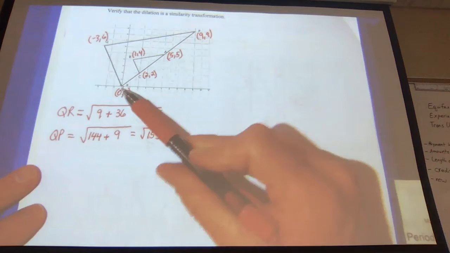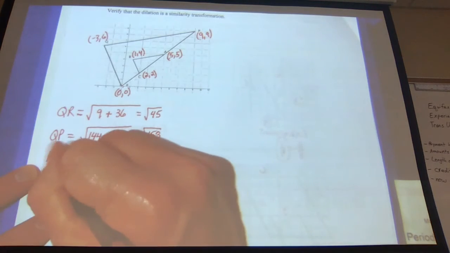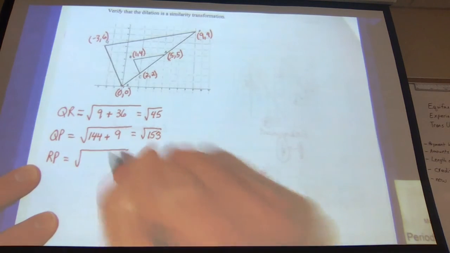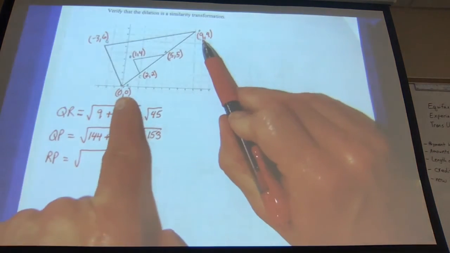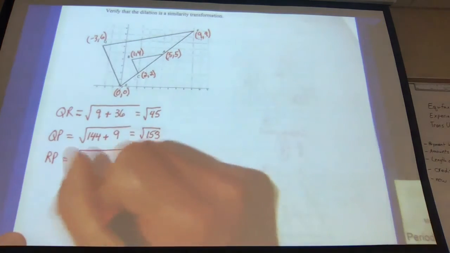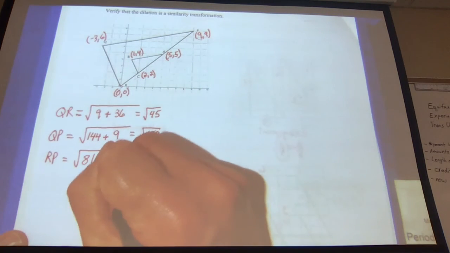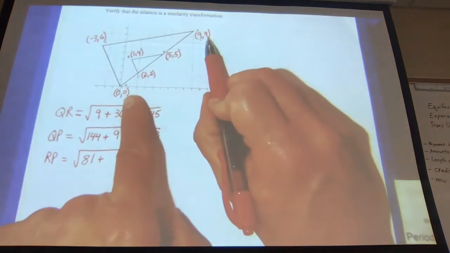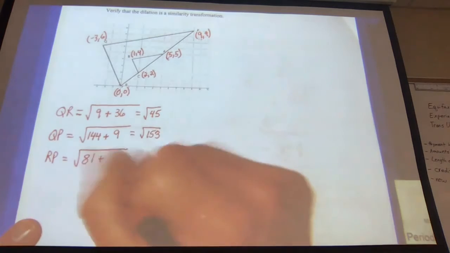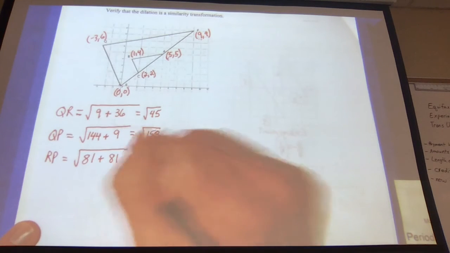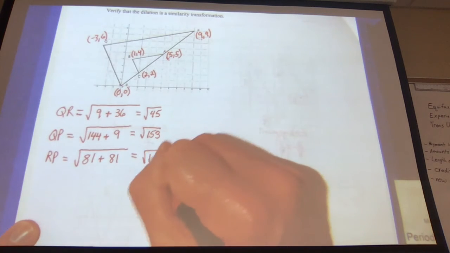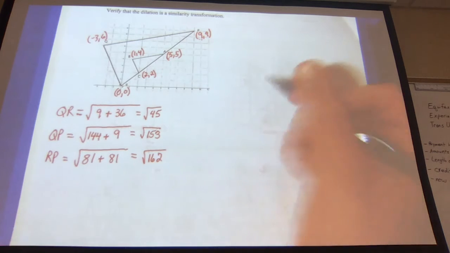And the other side I need is the bottom, or P. Subtracting the x's, we have 0 minus 9, which is -9. -9 squared is 81. Get the same thing when I do the y coordinates. 0 minus 9 is -9. -9 squared is 81. Those two add up to the square root of 162.